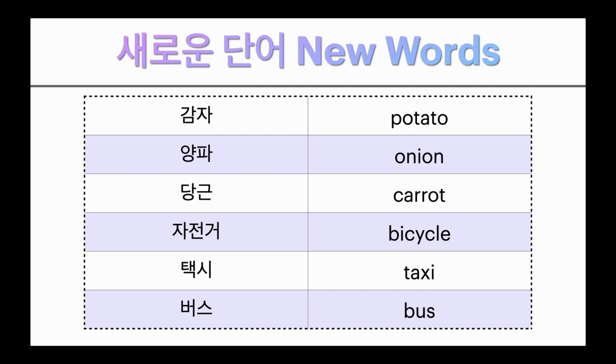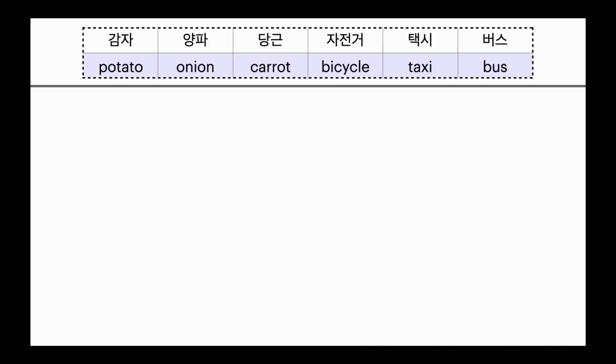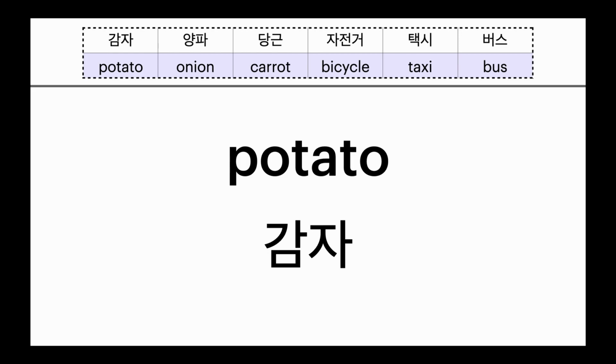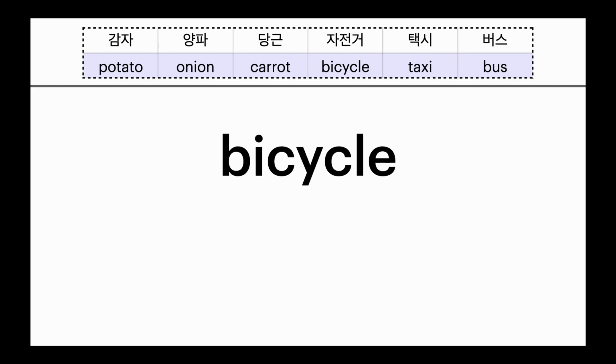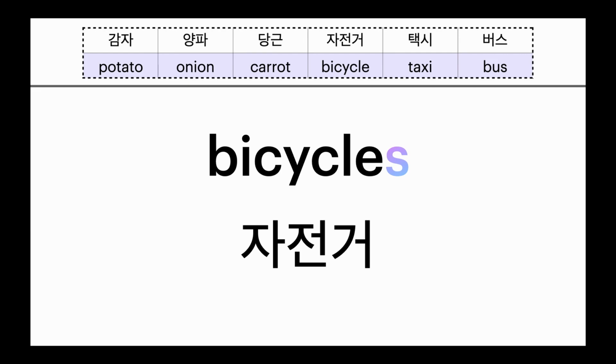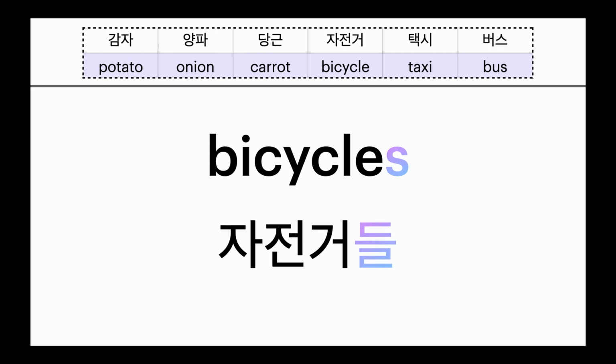Feel free to pause here and write these down, but I will also have them in this chart up here so that we can do a bit of practice with pluralizing. Let's just start with the word potato. 감자. Now let's make it potatoes. 감자들. Bicycle. 자전거. Bicycles. 자전거들.